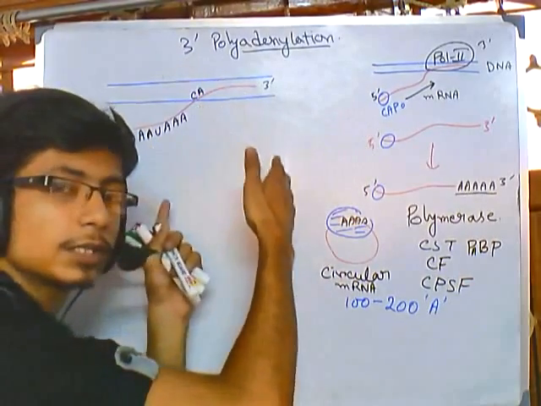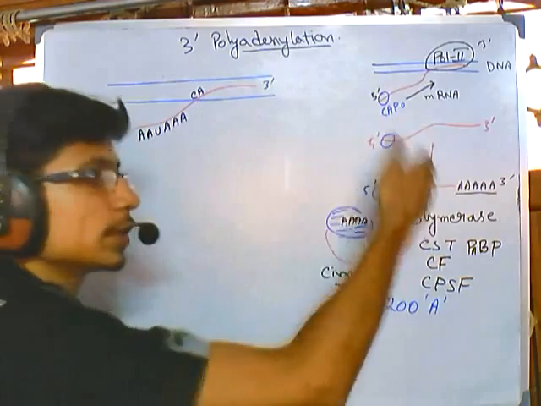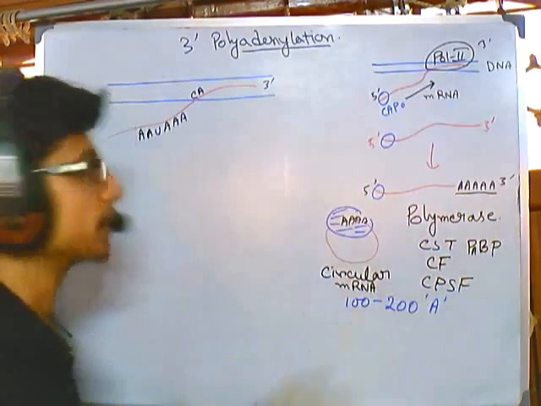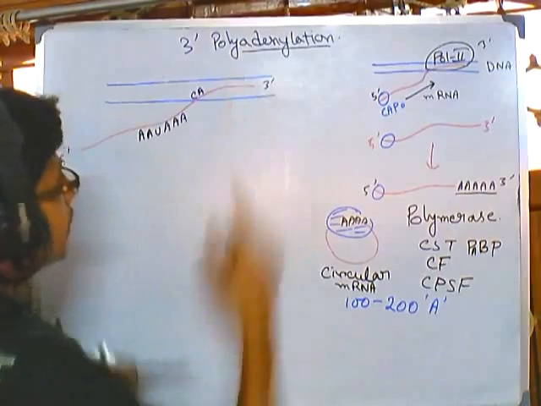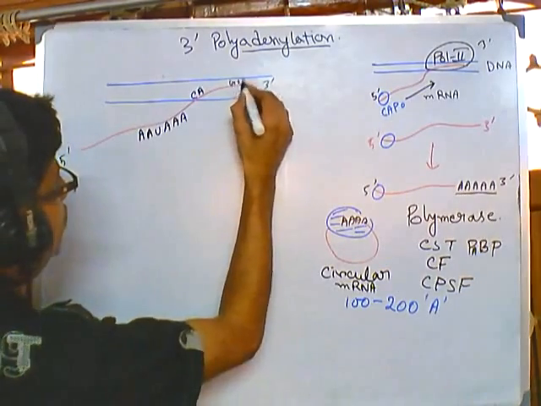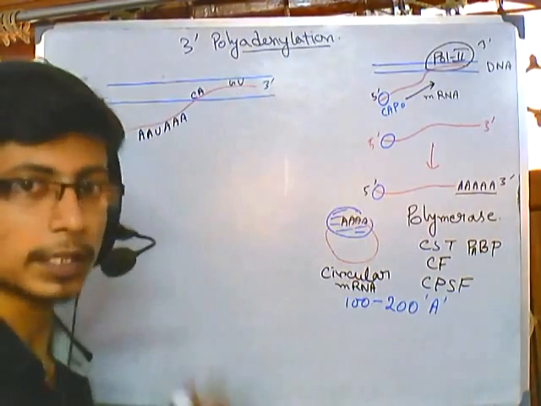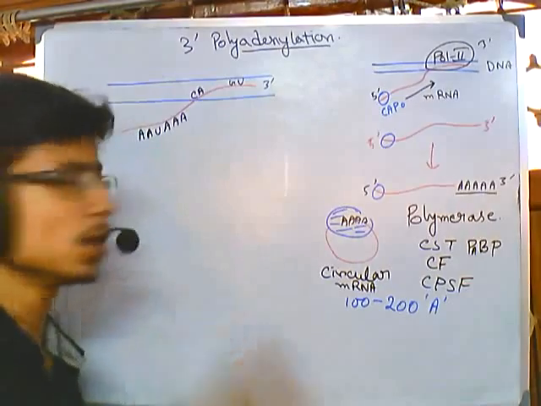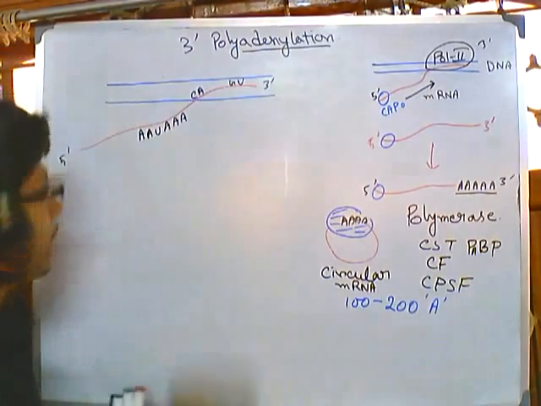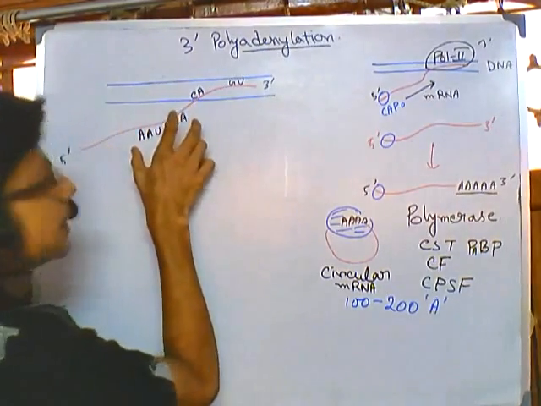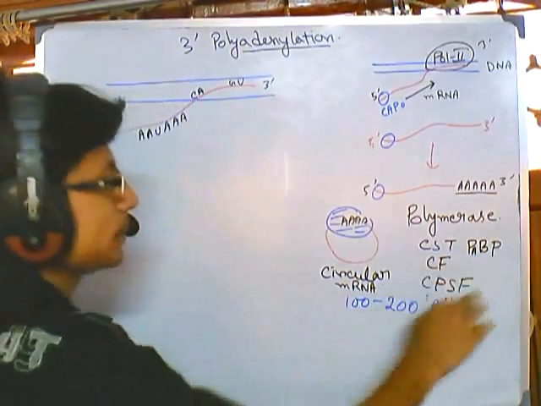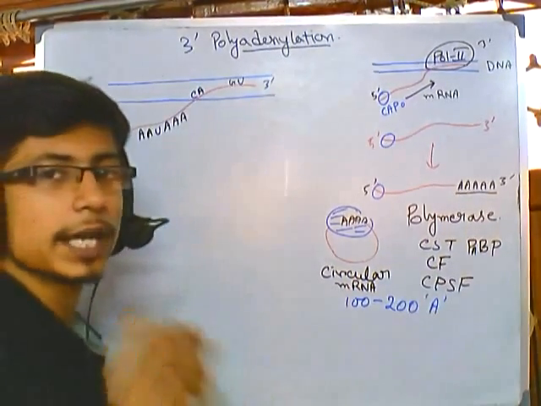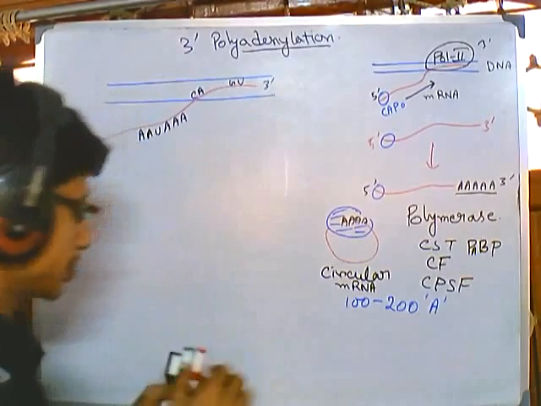It concludes only after the mRNA is totally transcribed. That's the basic thing. Now here there is a CA. After some time, further downstream, there is a GU sequence. We don't need to talk about that. But whenever it encounters this sequence AAUAAA, it calls on this CPSF, or cleavage and polyadenylation specificity factor.